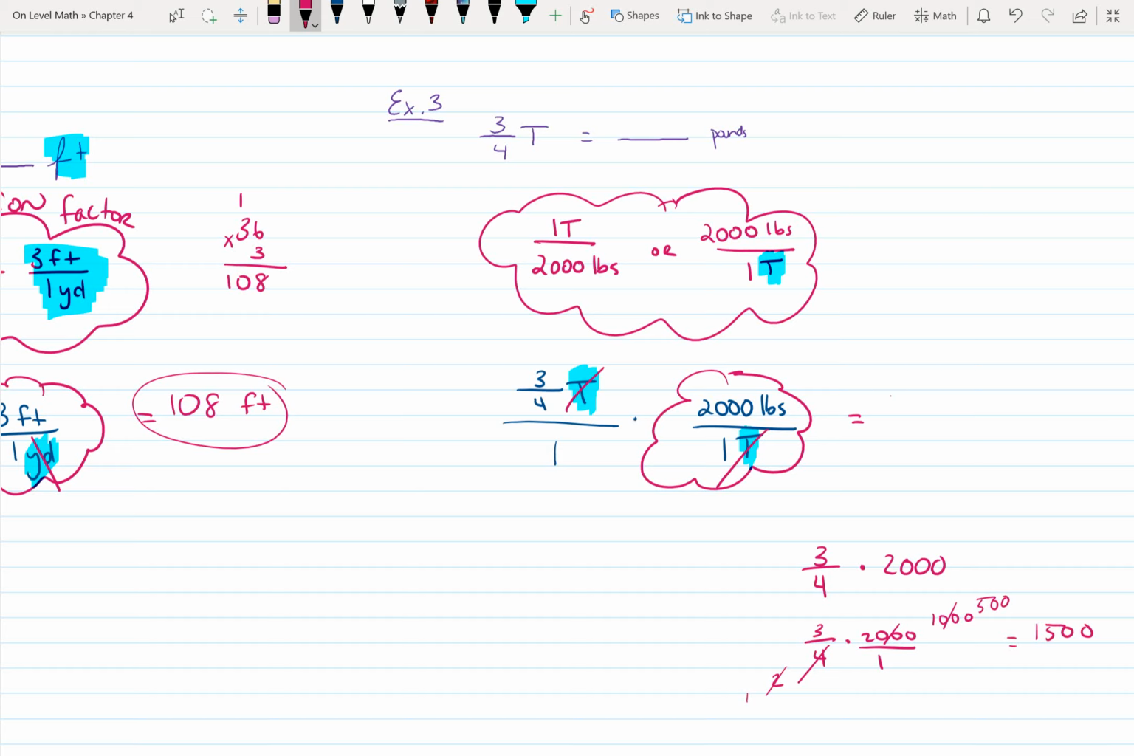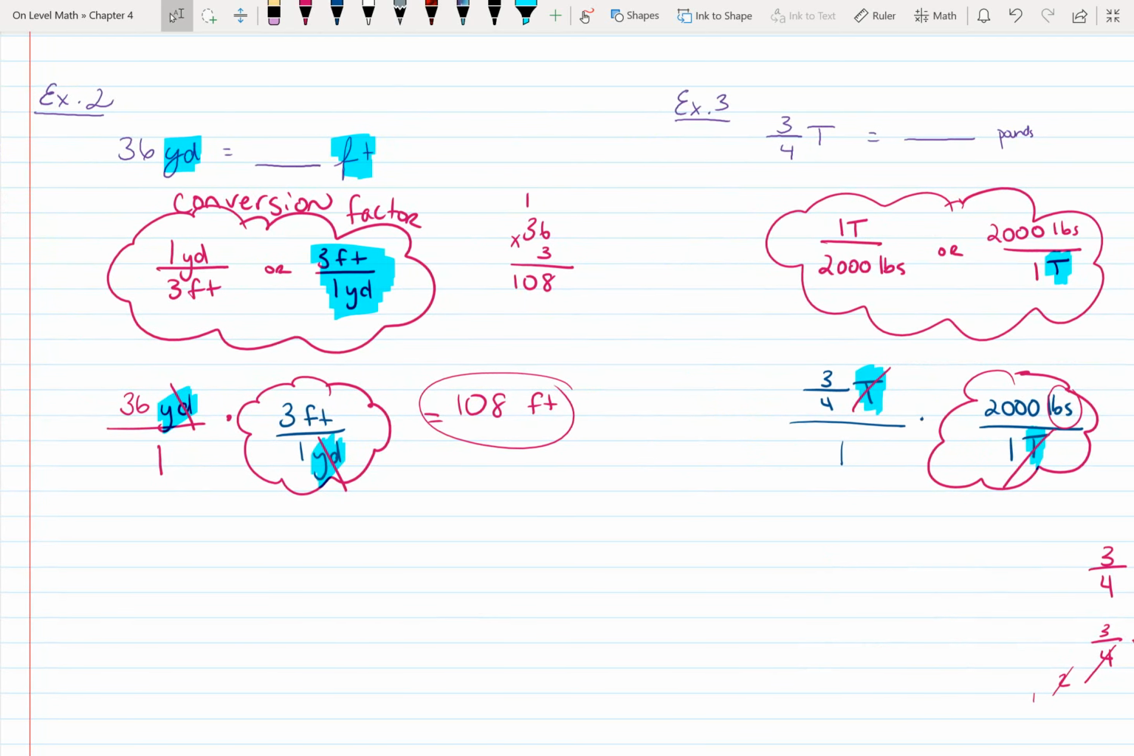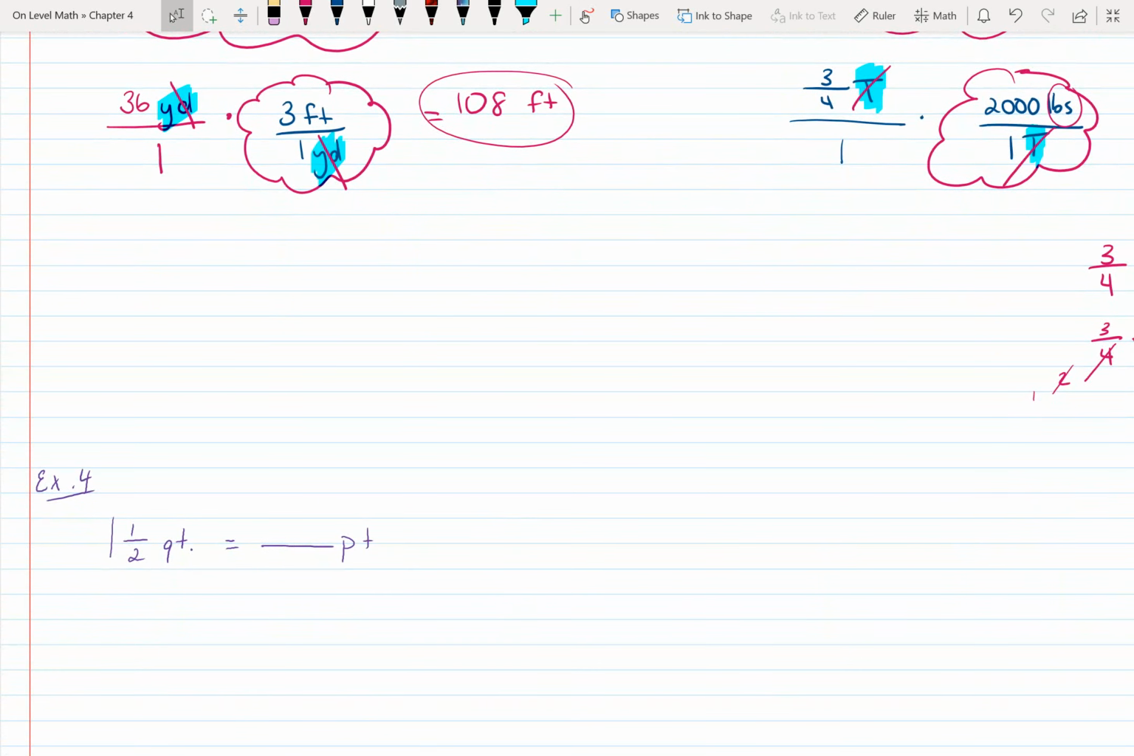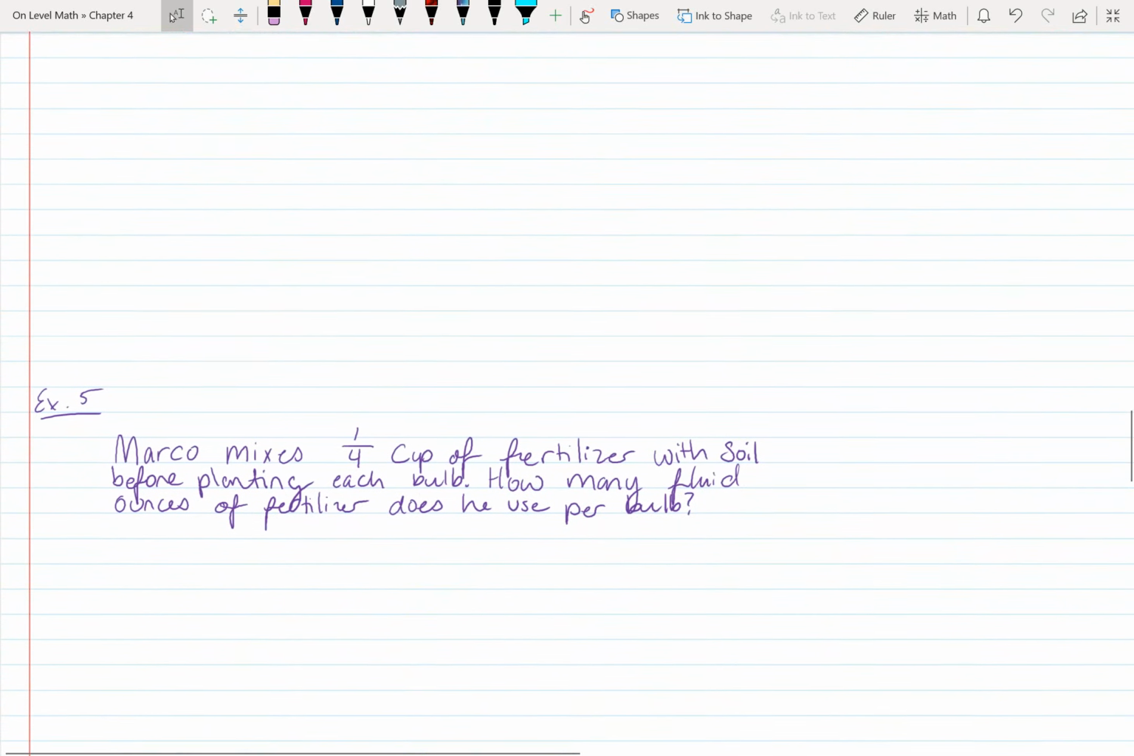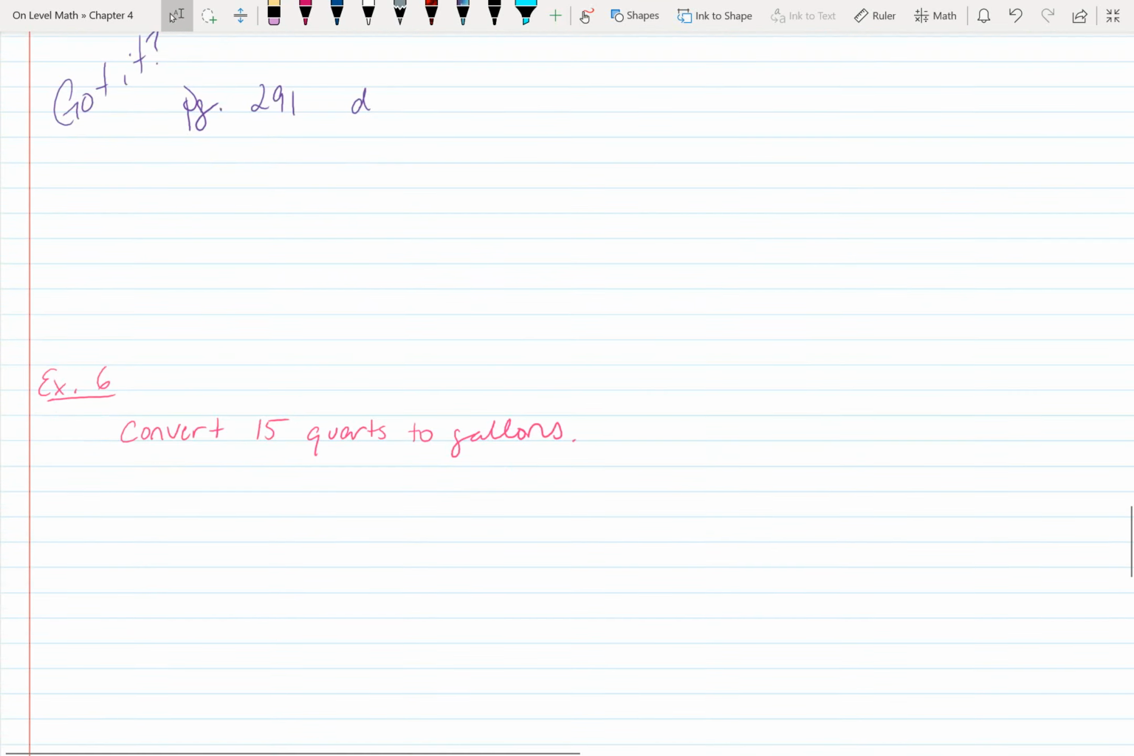So let's come back up to the top. 1,500 pounds over 1, which is just 1,500 pounds. We're left with that. LBS is our unit, so that is our final answer. Alrighty. Let's go ahead and let's skip that one.